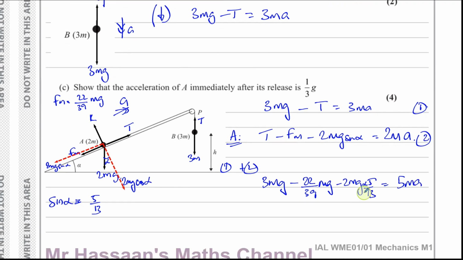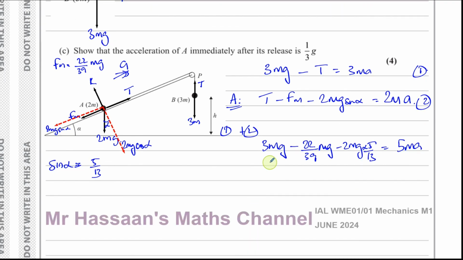Okay, so let's simplify this a little bit. This is going to give me 10mg over 13. So we have 3mg minus 22 over 39 mg, minus 10 over 13 mg, is equal to 5ma. Now if we divide both sides by m, there's m in every term, so the m's will cancel out.